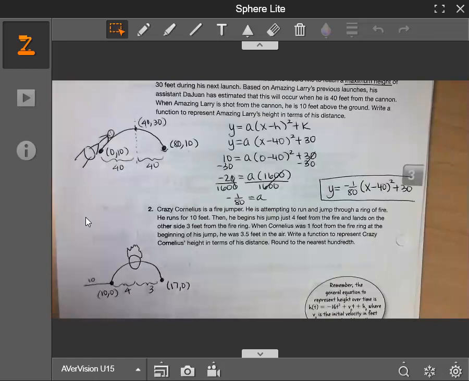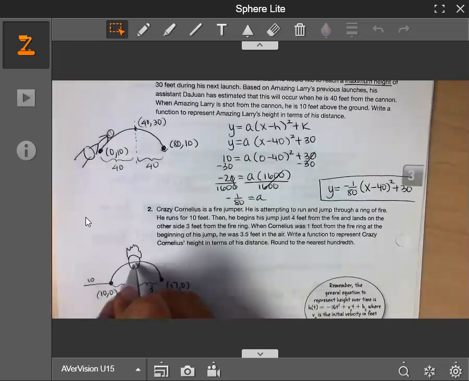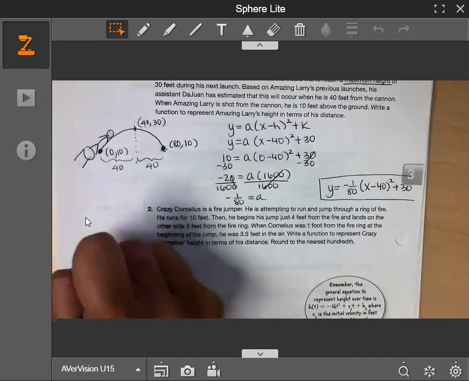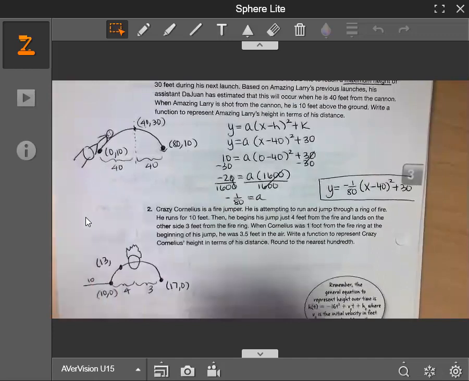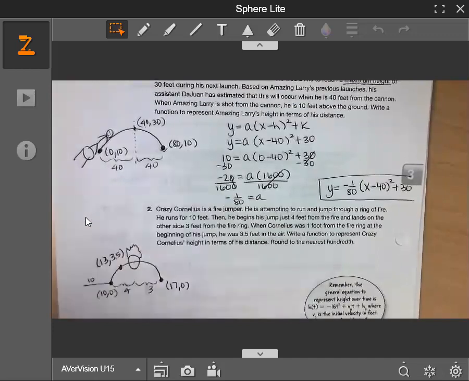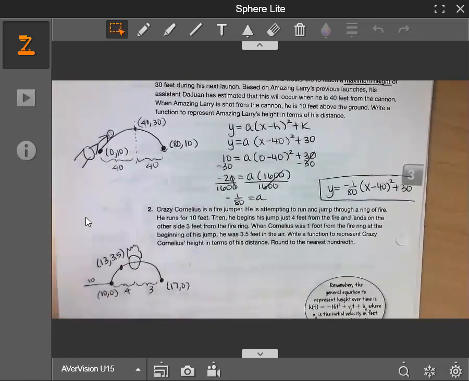Now it says when Cornelius was 1 foot from the fire ring at the beginning of his jump, he was 3.5 feet in the air. So when he is 1 foot from here, we're talking about this point right here. And the ring of fire was at 14, so this one has to be at 13. He was 3.5 feet in the air. So there is all the information they've given us.